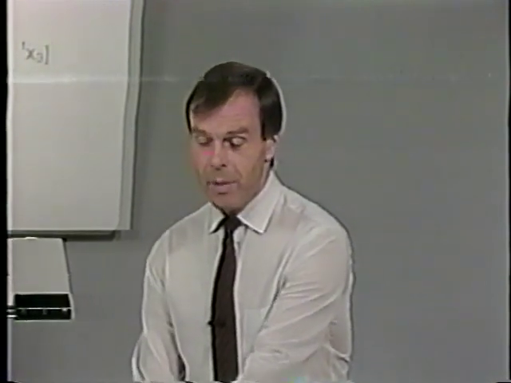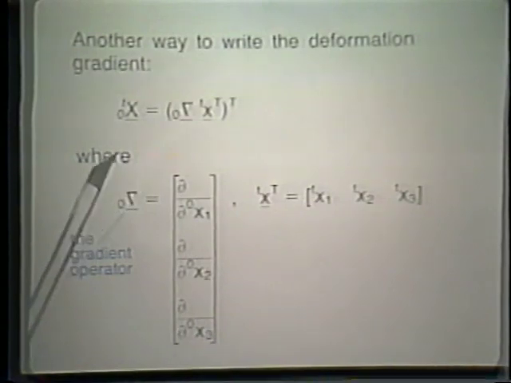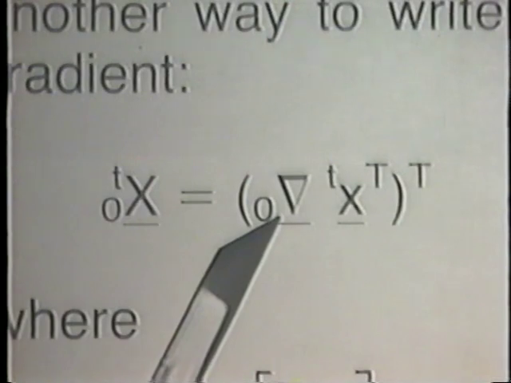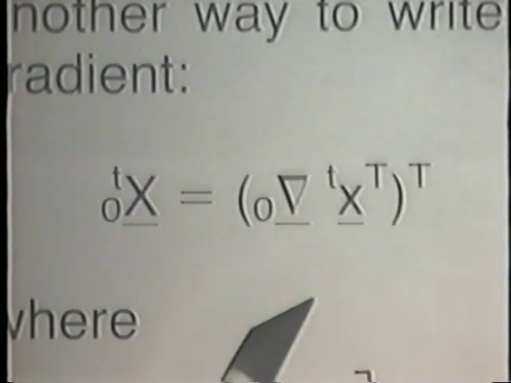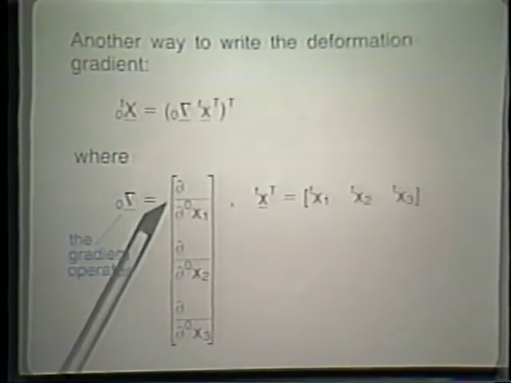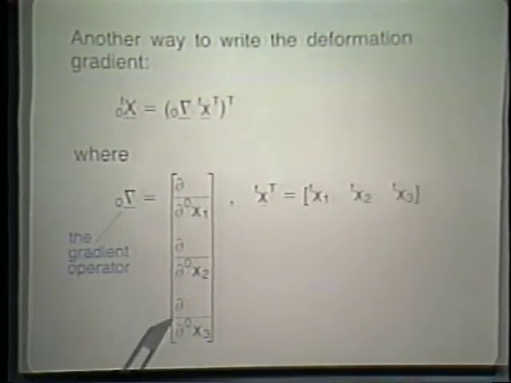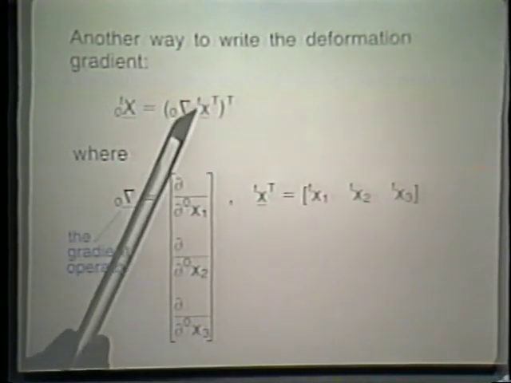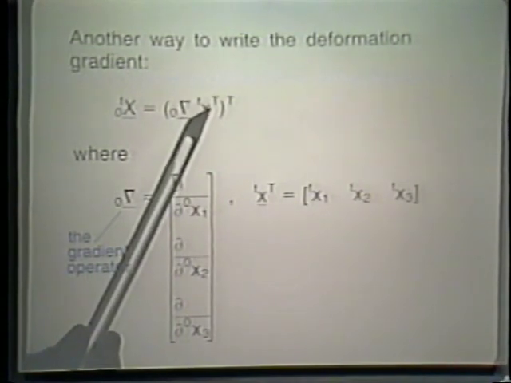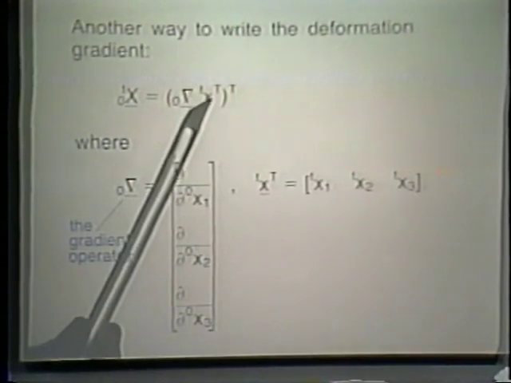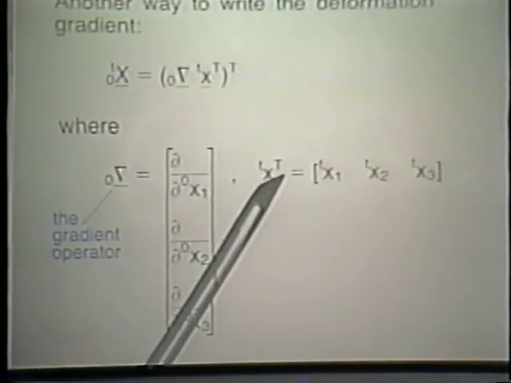Another way to write the deformation gradient is via this equation. T0x can be written as 0 del 0. This is here the gradient operator. Let's look down here. We have defined it here. Times Tx, or this gradient operator operates, I should say, on Tx capital T. This capital T means transposed. And this Tx capital T is given right here.